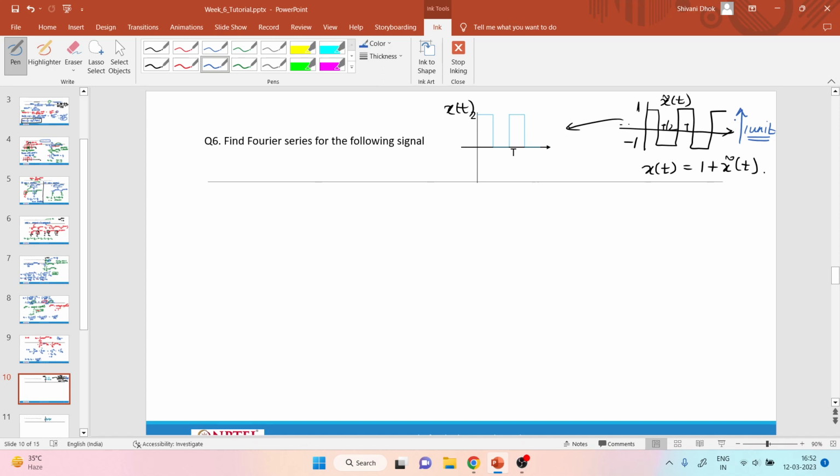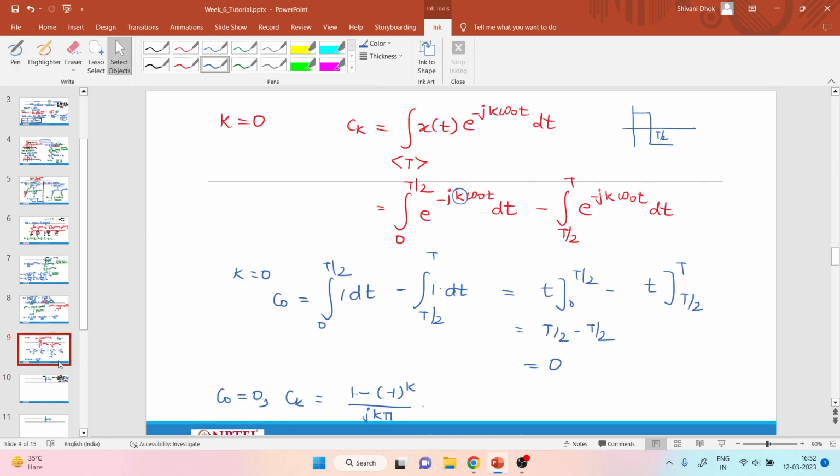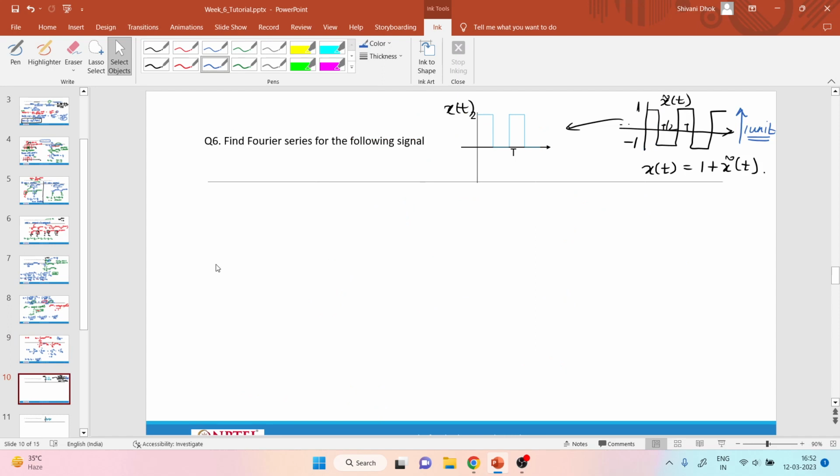Now let us try to find the Fourier series coefficients of this xt. We know what are the Fourier series coefficients of x tilde t. We have obtained them here. And we'll try to see if there is some sort of relation between this xt and x tilde t's Fourier series coefficient. So let's start. Now again here the fundamental angular frequency is 2 pi by T because the period is same.